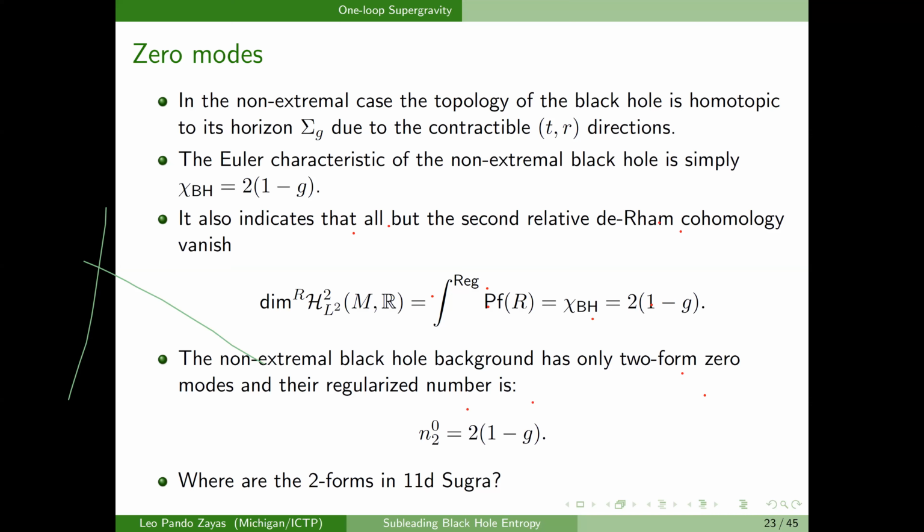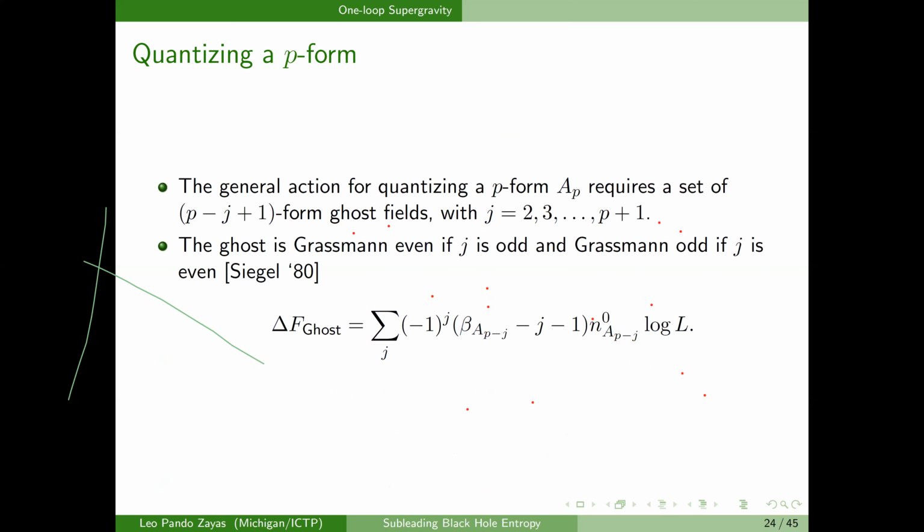And essentially the answer is that in the non-extremal black hole, this is the number of zero modes that come from 2-forms in 11-dimensional supergravity. Let me try to now put this in context. Why am I talking about these 2-form zero modes? So in 11-dimensional supergravity, I have the graviton, the gravitino, but I also have a 3-form. Now to quantize a p-form, I require (p-j+1)-form ghost fields.